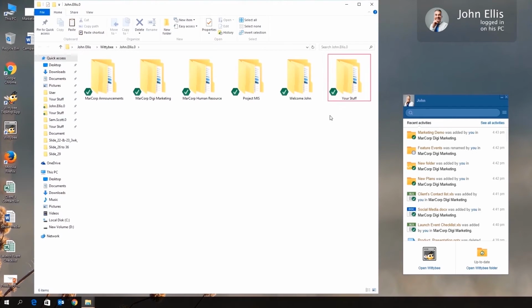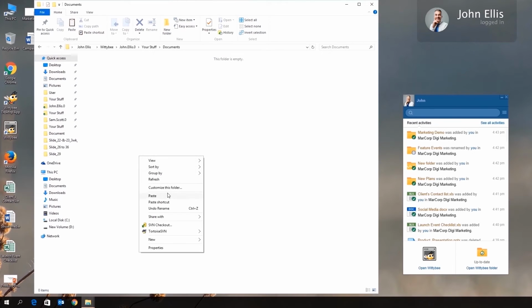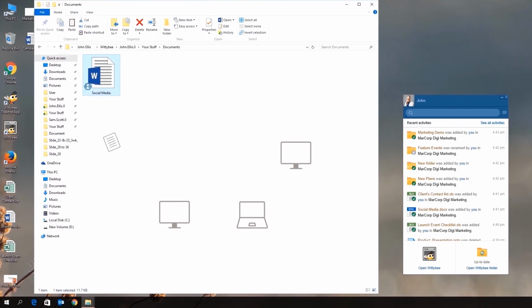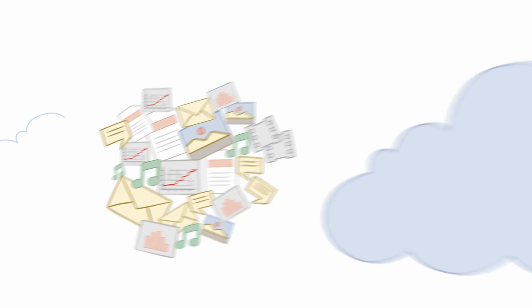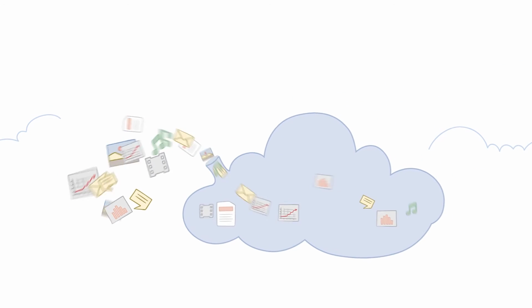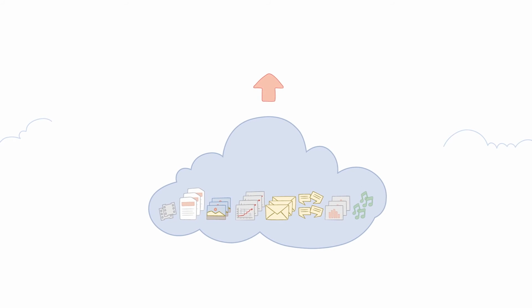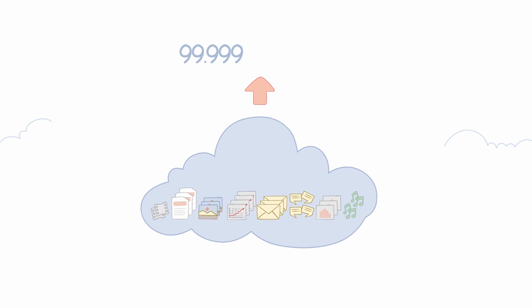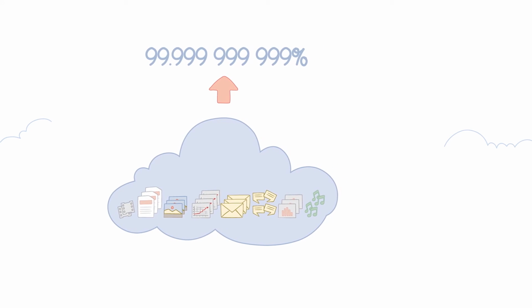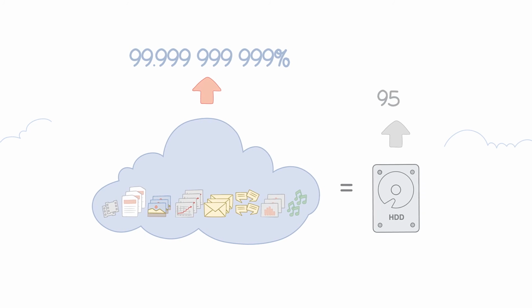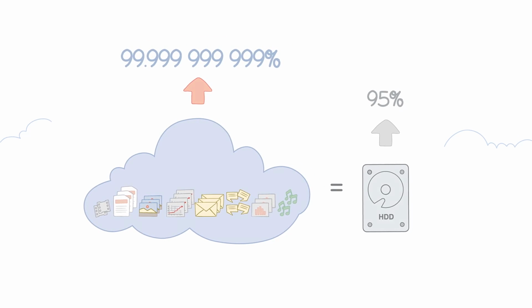Next, inside your Wittybee folder, there's a special folder called Your Stuff. Documents placed inside the Your Stuff folder automatically sync with all of your other computers, avoiding the need of taking backups. Furthermore, copies of all documents in your Wittybee folder are also stored on the Wittybee cloud, giving you a 99.9999999% annual data durability. Compare this with the 95% durability of your hard drives.